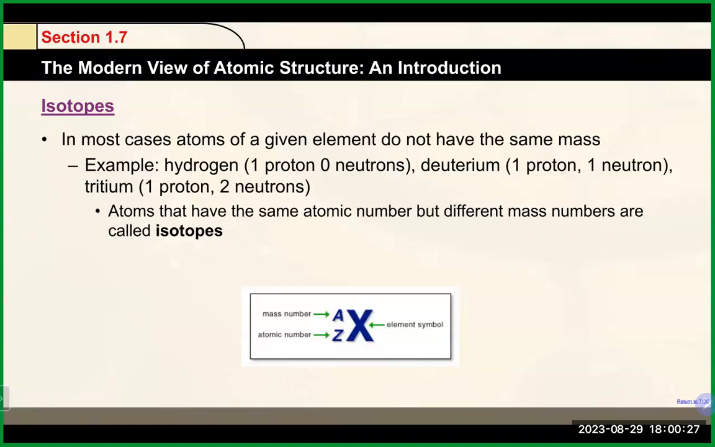A very common way that we write symbols with mass numbers and atomic numbers is we put the symbol from the periodic table. Top left of the symbol, we use the mass number. Bottom left is the atomic number. So that's a very common way to do it.